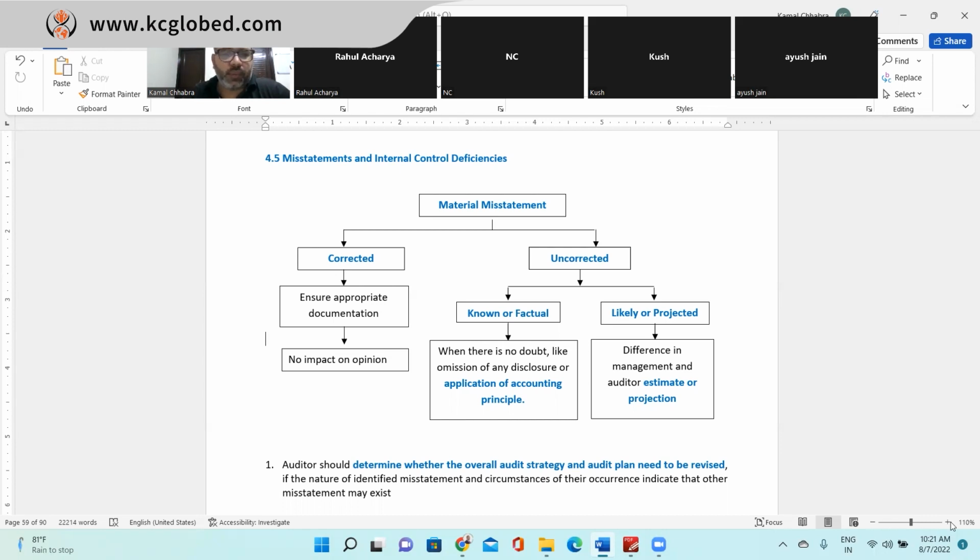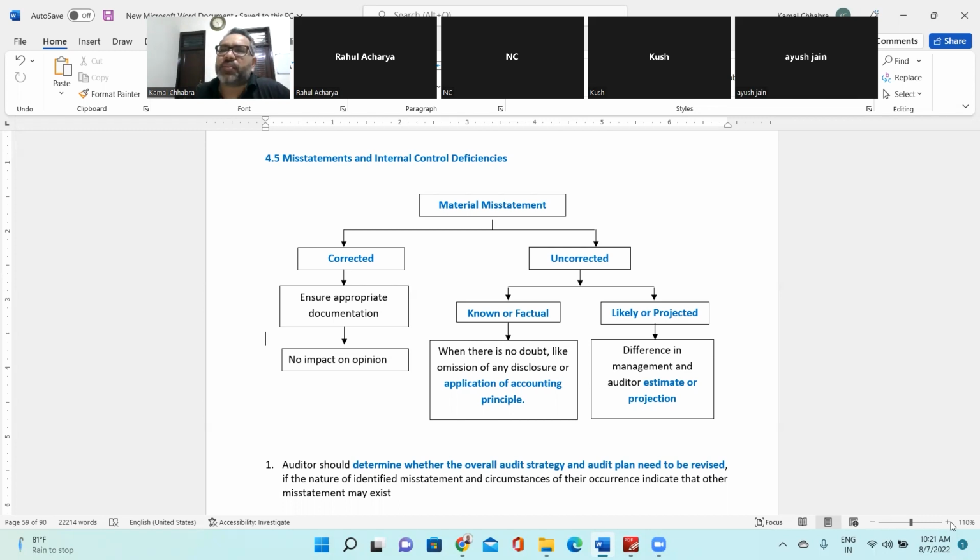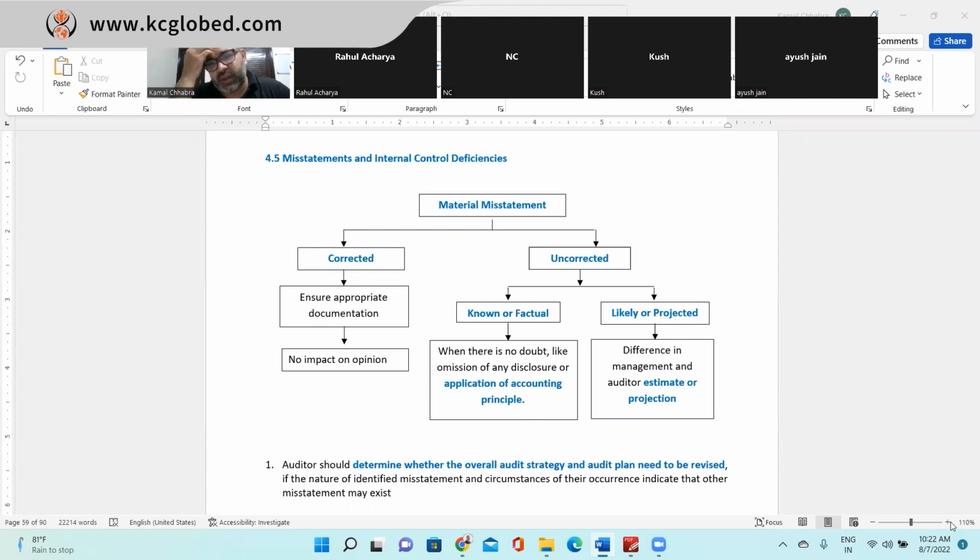Known or factual misstatement: from yesterday's example, management has paid, let's say, insurance of $100,000 for a year and booked the entire $100,000 as an expense, whereas they took the insurance in the middle of the year. So they are supposed to book $50,000 as an expense and $50,000 as prepaid. That's how we do journal entries for advance payments. This is a factual mistake where the application of the accounting standard is incorrect. You know the facts, the figures, the numbers, exactly what is right and what is wrong.